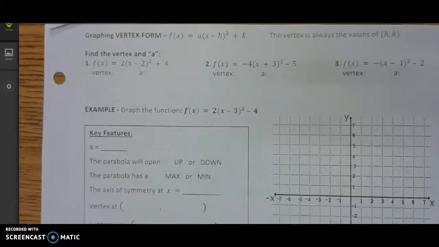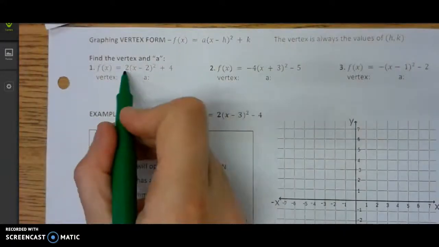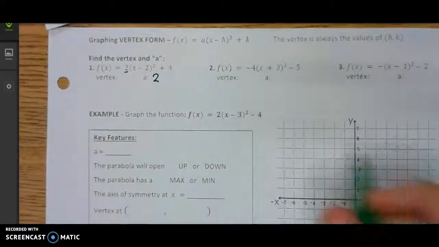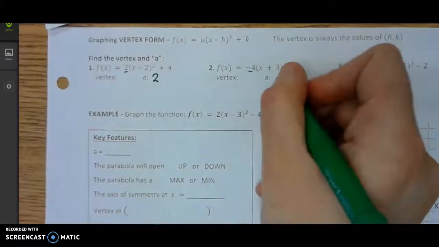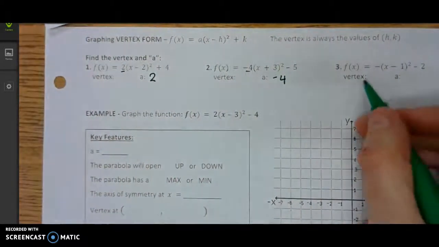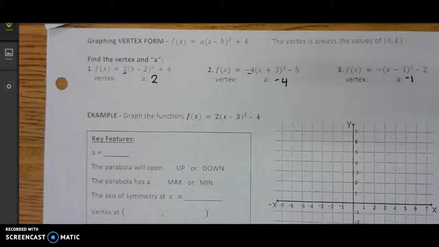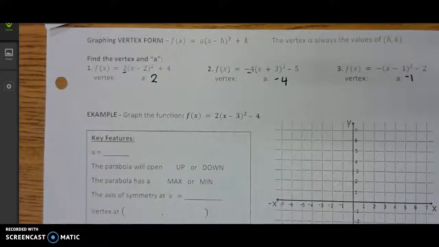So finding A in vertex form is just the first letter. So A is going to be 2. A would be -4. A would be -1, because remember there's always an imaginary 1 there. Now the vertex for vertex form is super great, because I don't have to do all that work that I had to do for standard form.